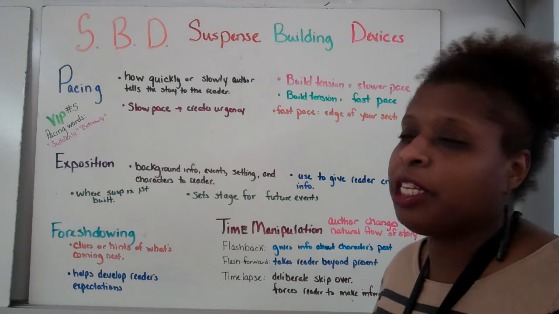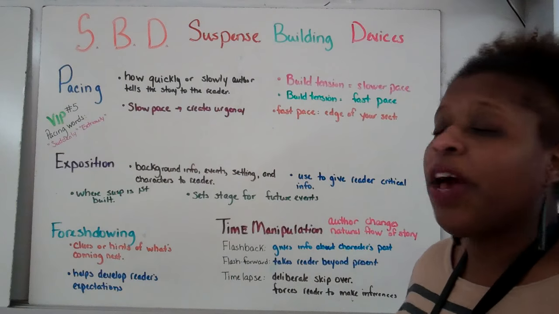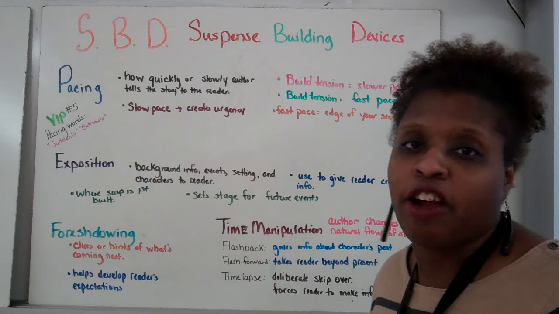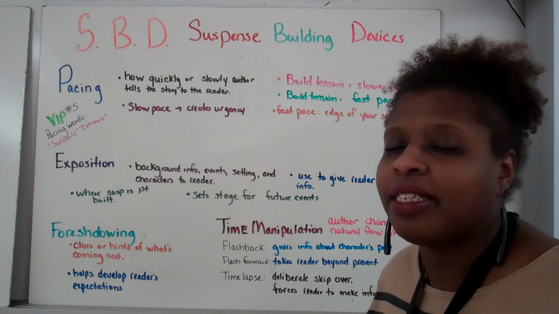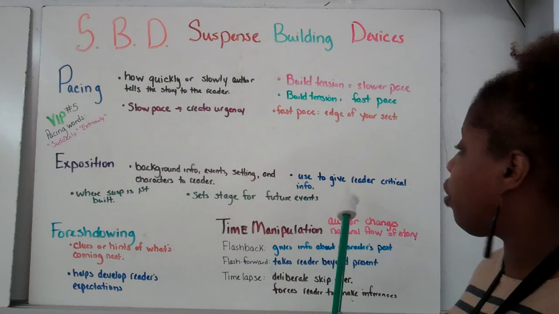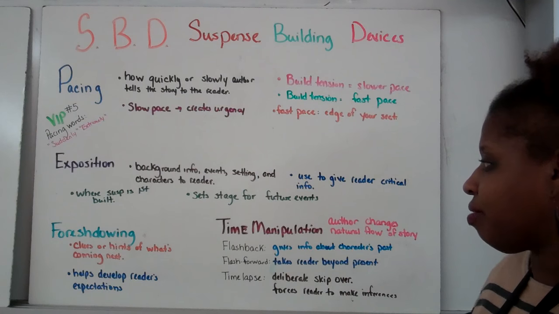The next we have is exposition. Remember, that's the very first stage of plot. So exposition is where you get the background info, events, setting, and characters to the reader. So it's very important because it's where suspense is first built. It's used also to give the reader critical information, and it sets the stage for future events.